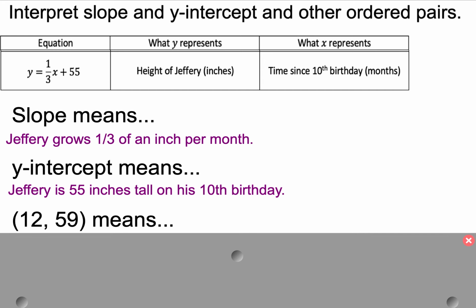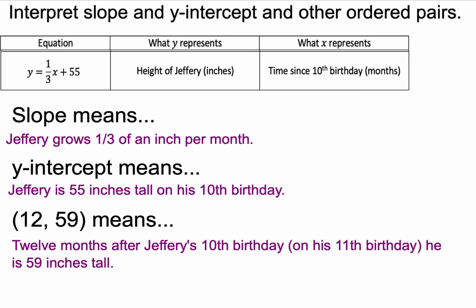What does the point (12, 59) mean? Well, 12 is months, 59 is inches. 12 months after Jeffrey's 10th birthday, which is actually on his 11th birthday, he is 59 inches tall.